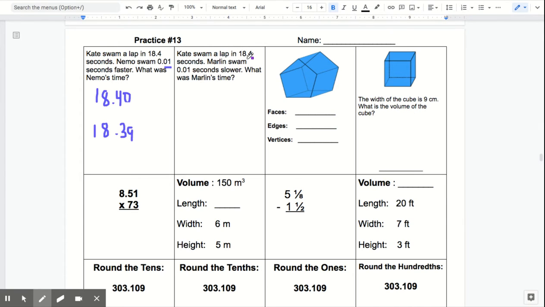Second one, Kate swam a lap in 18.4 seconds. Marlon swam 0.01 seconds slower. Okay, same type of problem. I'm going to write out the 18.40 to bring it to the 100th place. And I always like to do this to match the other time. Now, slower, if you're slower in a race, your number will be higher. So I just add 1 to this. So 18.41. So Nemo was faster, it's a lower time. And Marlon was slower, so it's a higher time.